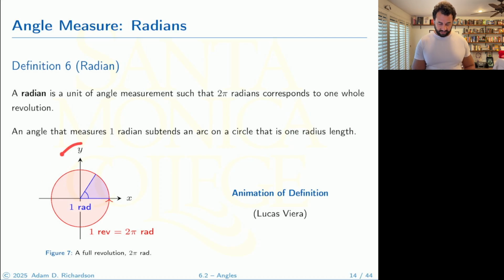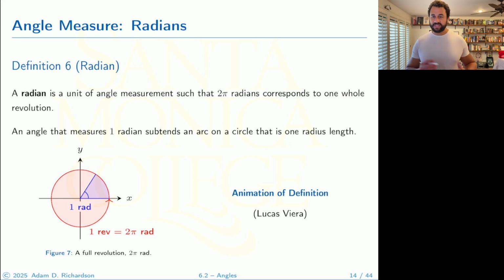But let me talk about this figure over here. The main thing you want to remember is that a full revolution, one full trip around the circle, is 2 pi radians. So we're going to measure the angle as 2 pi radians going all the way around. And 1 radian is about this angle that you see here. So that's what 1 radian looks like.